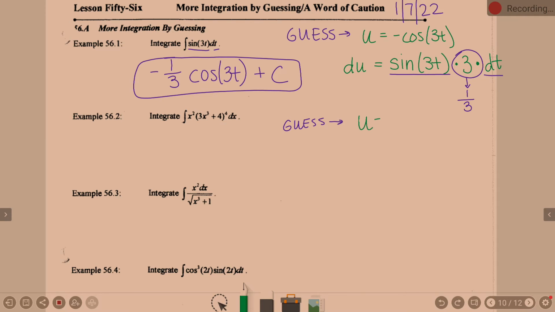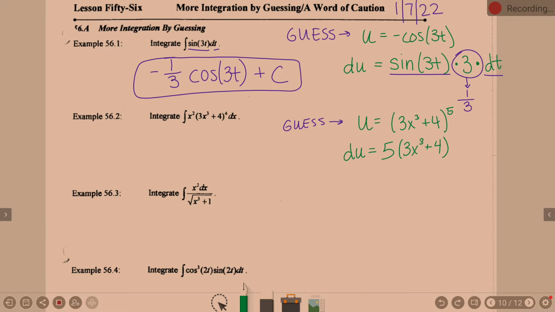So I'm using u, because that's typically what you use there. So it was (3x to the third plus 4) to the fourth. My guess is (3x to the third plus 4) raised to the fifth. And then what we have to do is take the derivative of that and see, does it match the original problem? So, the derivative of u is du. Derivative of something to the fifth: 5 out front, keeping the inside the same.